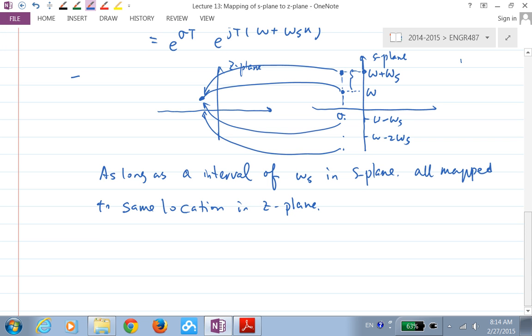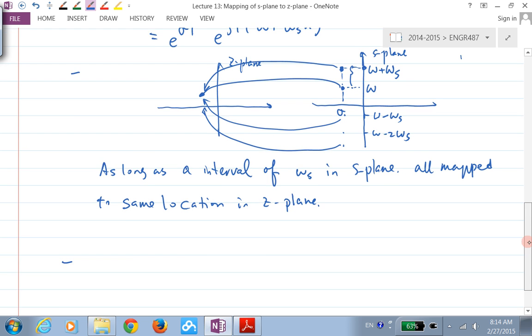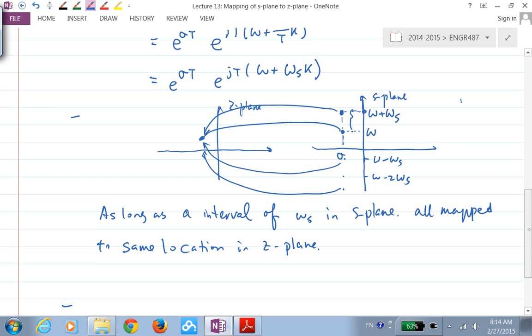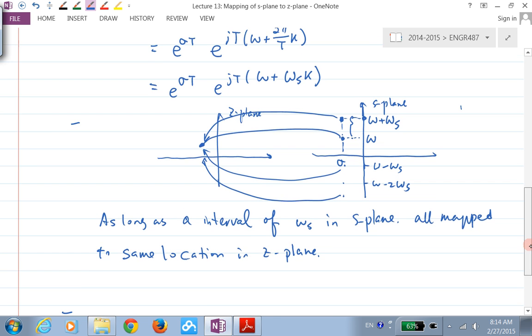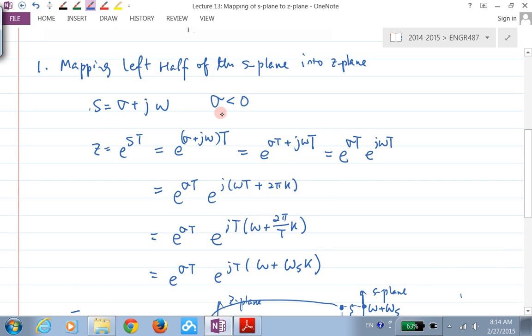Second observation. In other words, you have an infinite number of pole locations in the S plane corresponding to one location in the Z plane. We're assuming the location of the pole is in the left half of the S plane, so sigma is less than 0. After the mapping, your pole location in Z is this quantity, or this quantity, it doesn't matter.